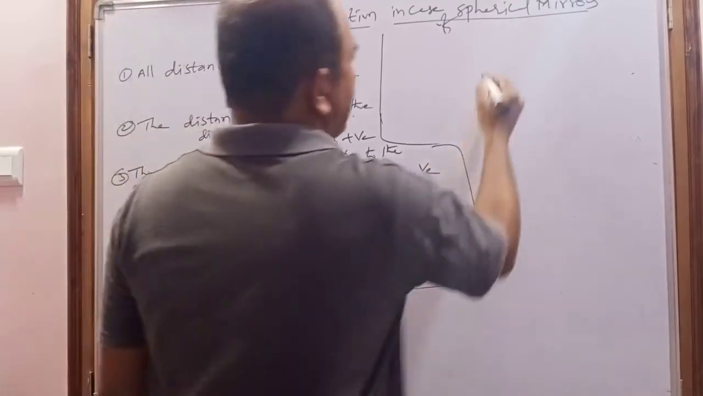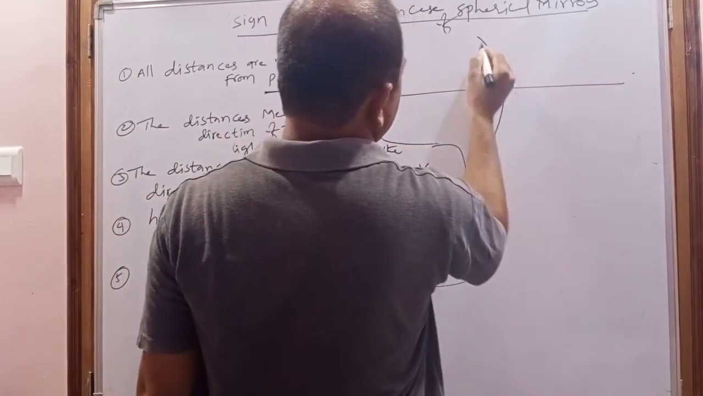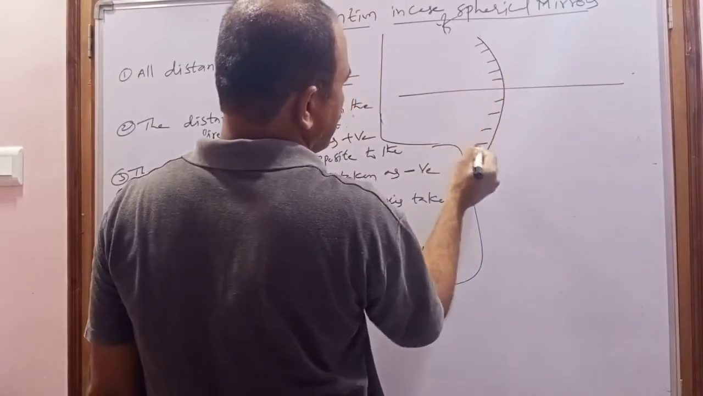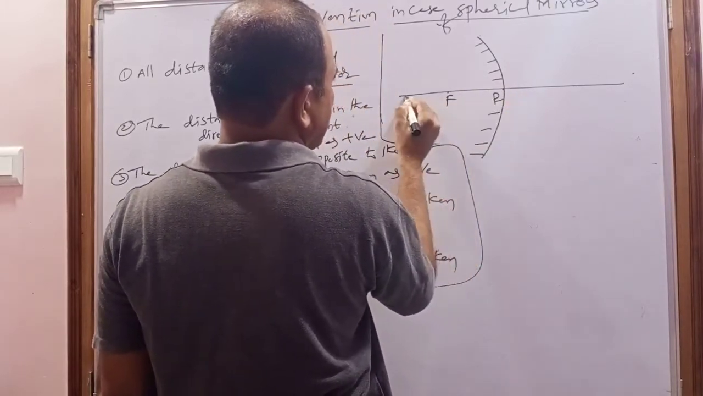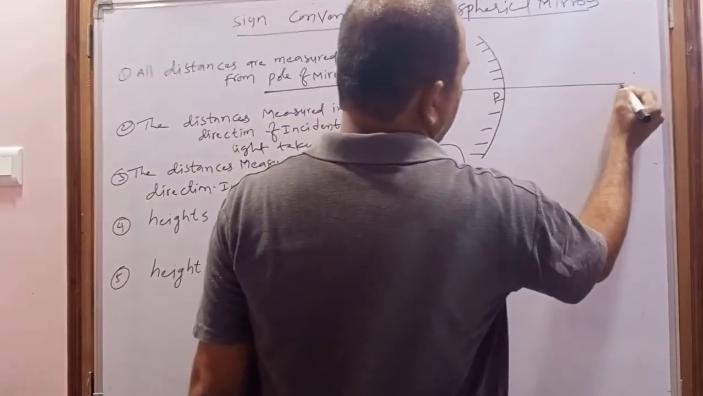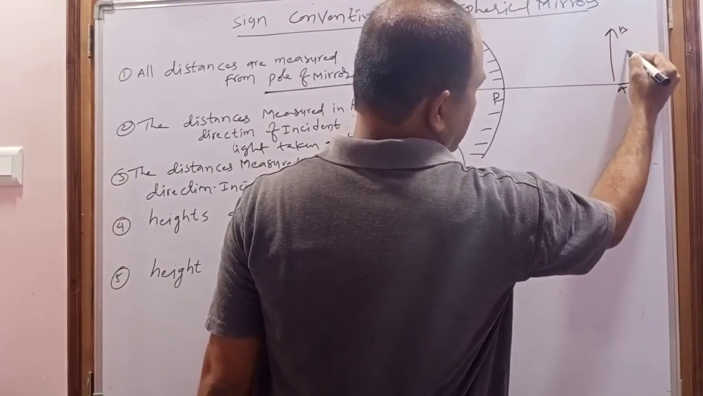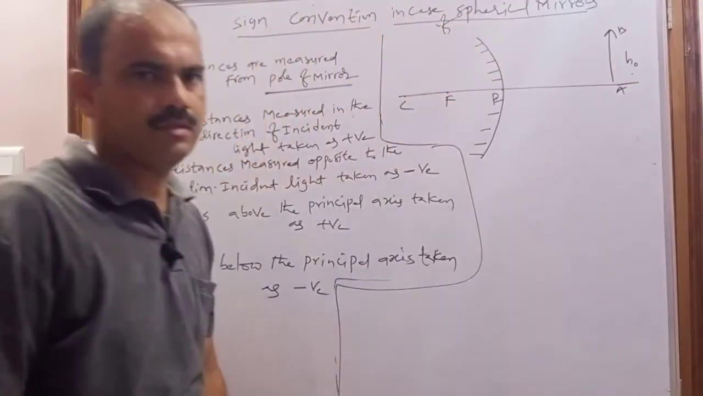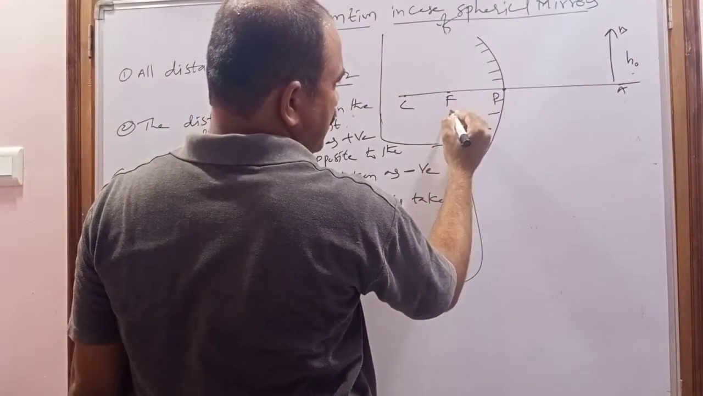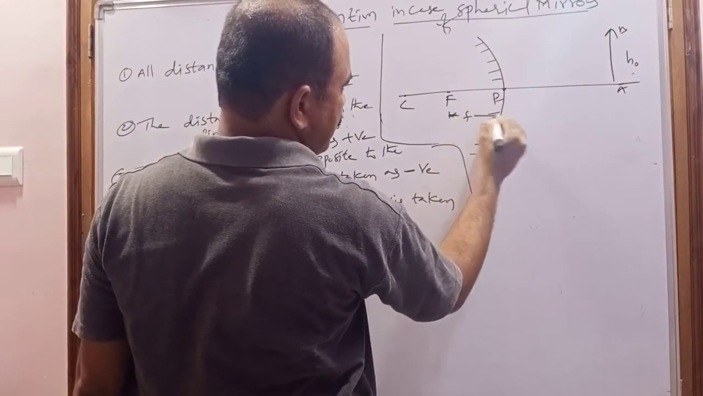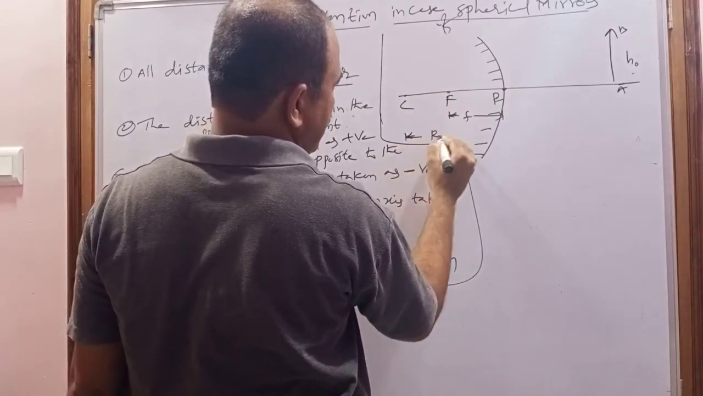Next, the convex mirror. Consider this a convex mirror. This is the pole, this is the focus, and this is the center of curvature. Here is the object. This AB is called the object. Its height is h0. The distance between the pole and the focus is the focal length f, and the distance between the pole and the center of curvature is known as the radius of curvature r.